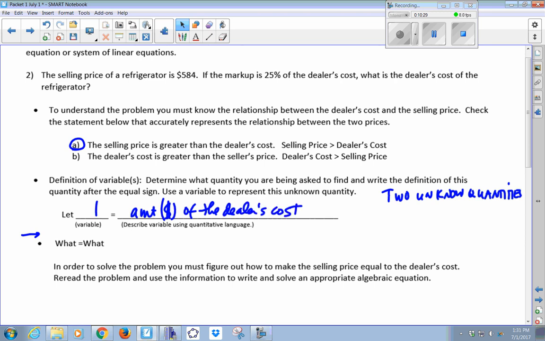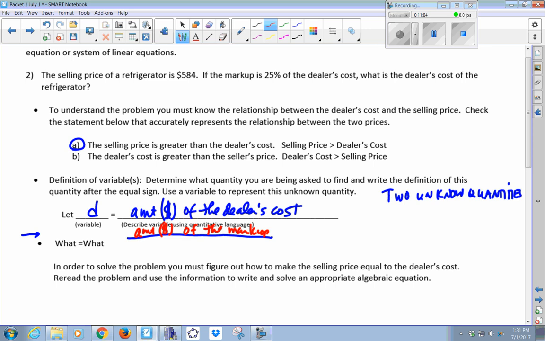So let's call that D for the dealer's cost, some amount of dollars. The other thing we don't know is the amount in dollars of the markup price, the actual markup. How many dollars was being added to that dealer's cost? And this is the one part of this problem that students often forget about or don't know how to represent. Sometimes I see students just writing D plus 0.25.